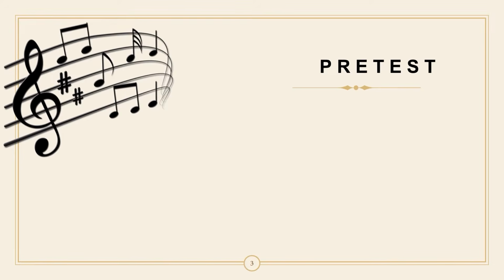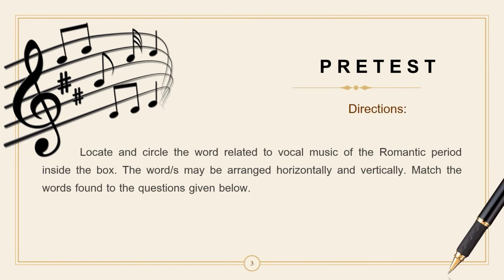But before we begin our lesson, let's have some pre-test. Directions. Locate and circle the word related to vocal music of the Romantic period inside the box. The words may be arranged horizontally and vertically. Match the words found to the questions given below.